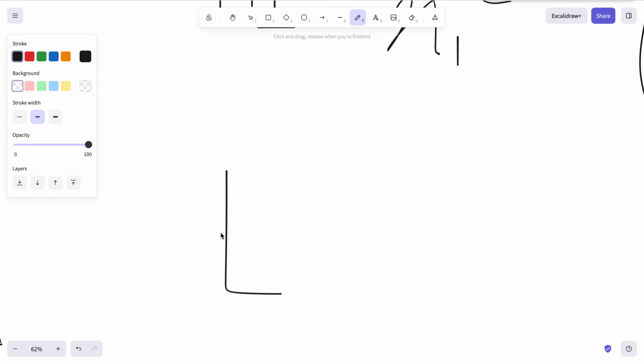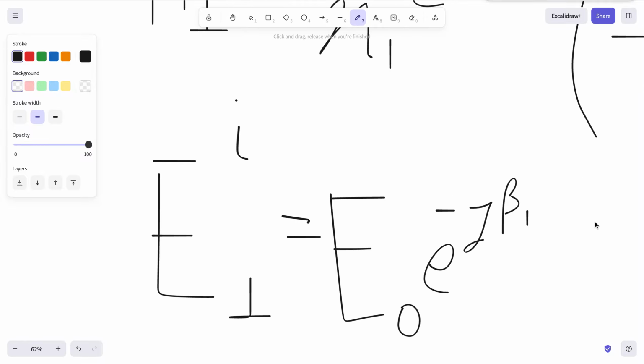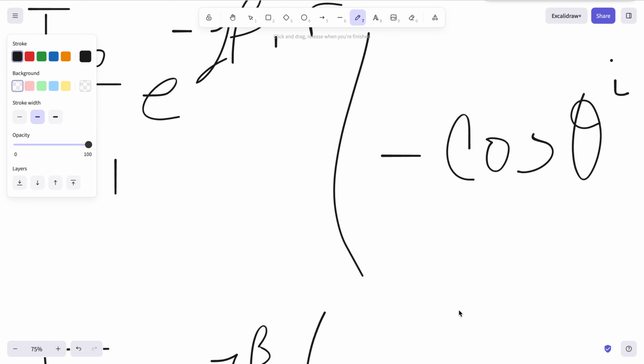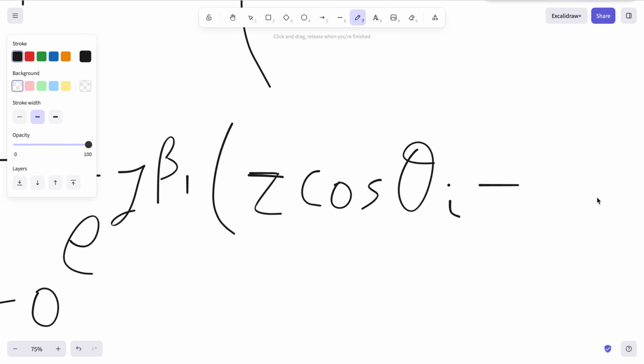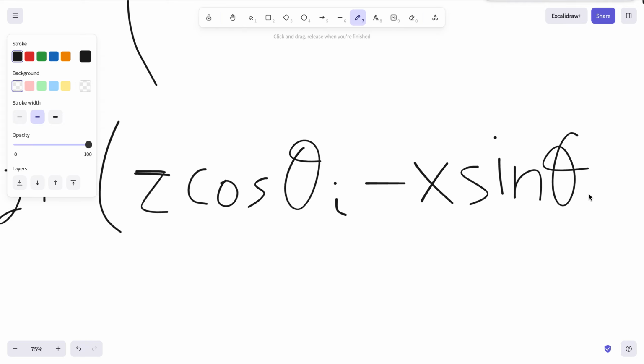Then E sub I perpendicular can be described as E naught e to the minus j beta 1 z cosine theta sub I minus x sine theta sub I in the y hat direction.